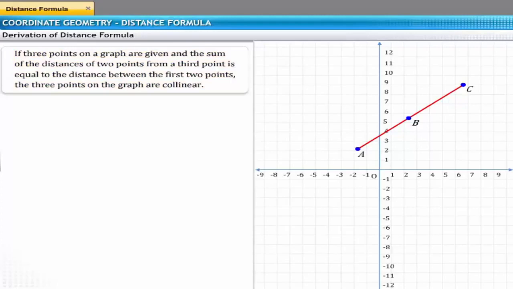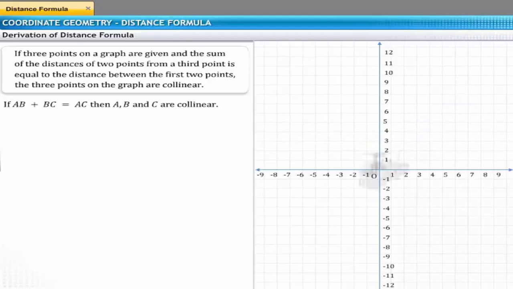For example, in the given figure, the 3 points A, B and C are collinear if the sum of the distances between A and B and B and C is equal to the distance between A and C. In other words, the 3 points A, B and C are collinear if AB plus BC equals AC.